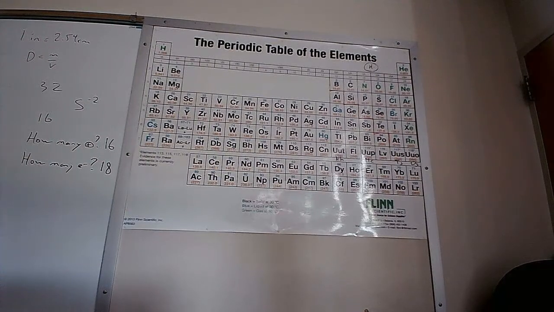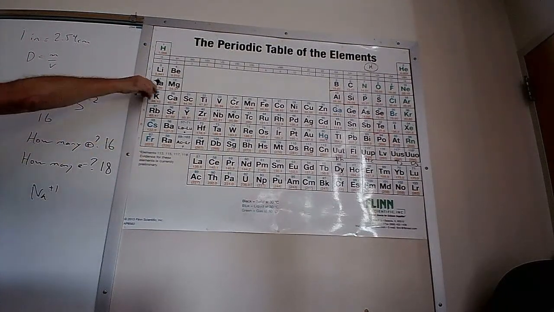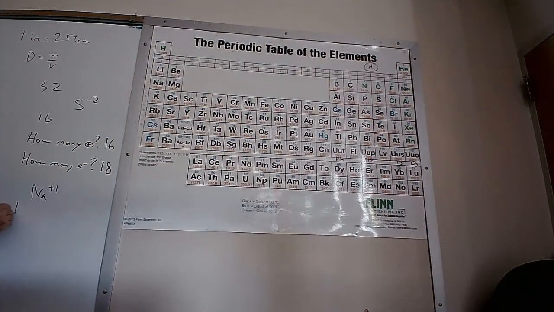Likewise, if I bring up sodium, Na has a charge of +1. It's got 11 for its atomic number, so how many protons? It's going to be 11. How many electrons? Since it's got a charge of +1, that means 1 electron is missing, and it's 10.